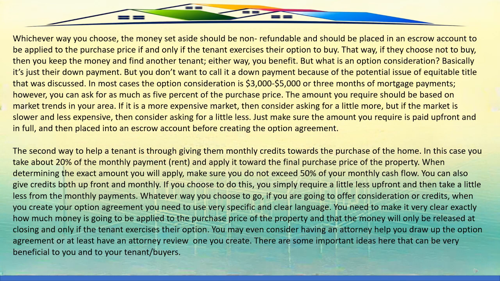Basically, it's just their down payment. But you don't want to call it a down payment because of the potential issue of equitable title that was discussed. In most cases, the option consideration is $3,000, $5,000, or 3 months of mortgage payments. However, you can ask for as much as 5% of the purchase price.